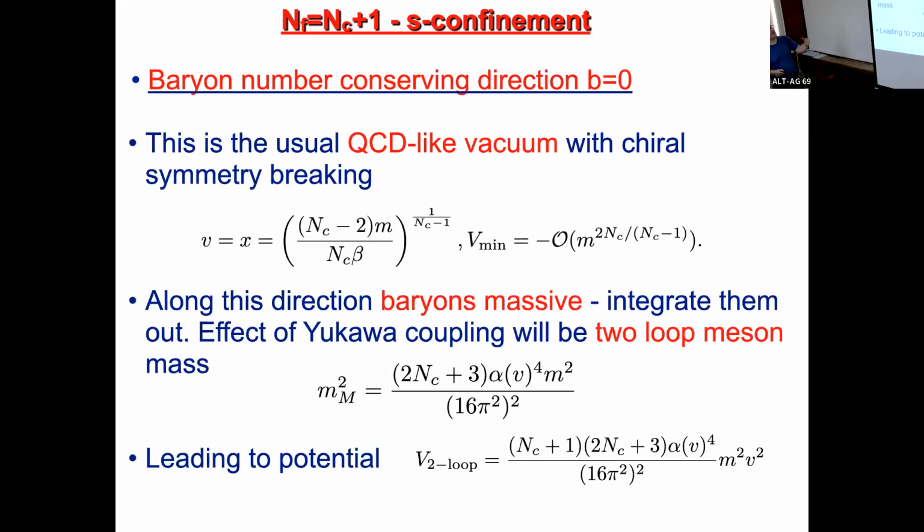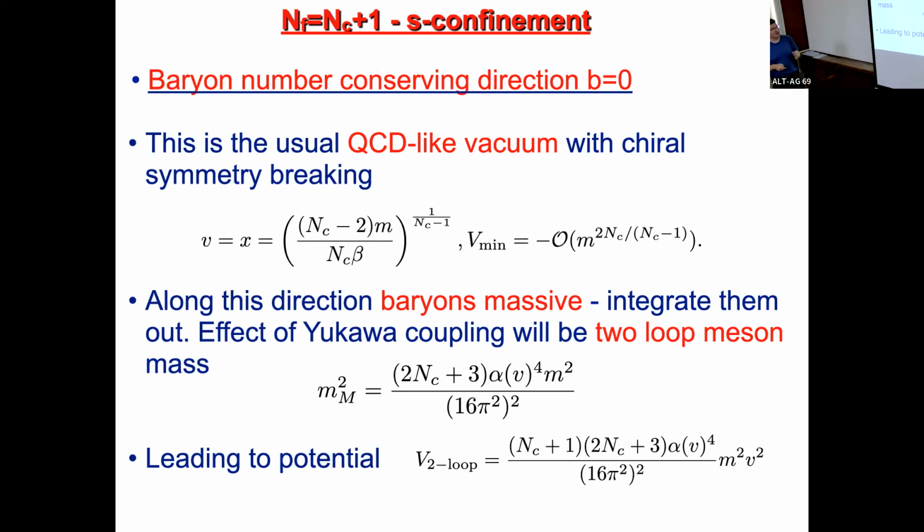We did all of that, then checked all the possible directions, and found that the direction where baryon number is conserved, so that the little b is 0, would be the normal vacuum, the QCD-like vacuum. We found that it in fact has a stable minimum.